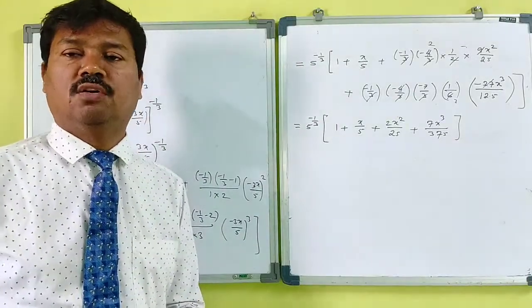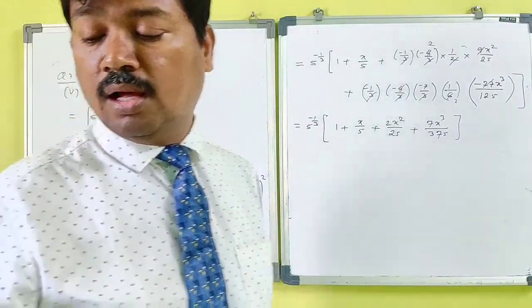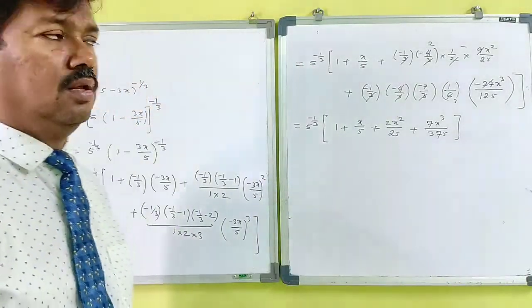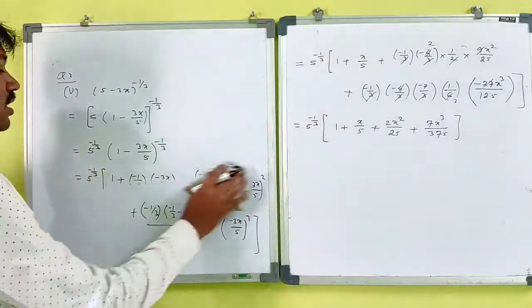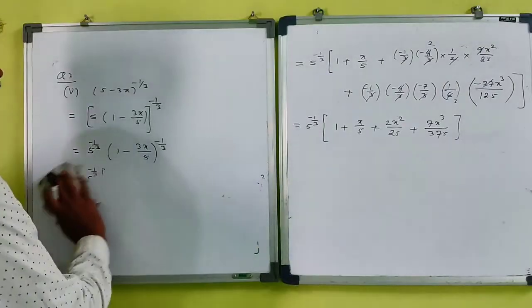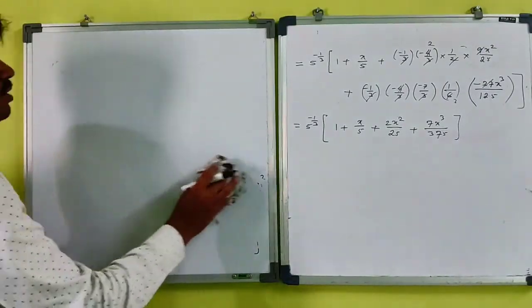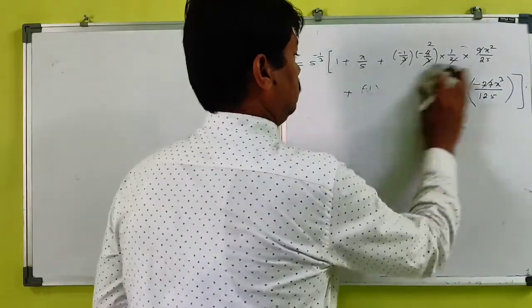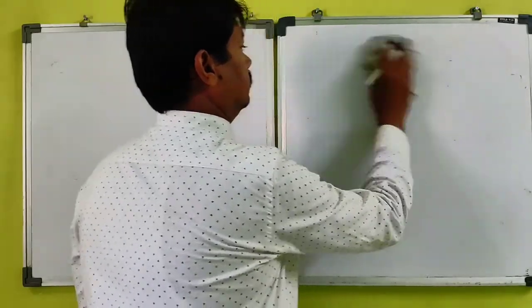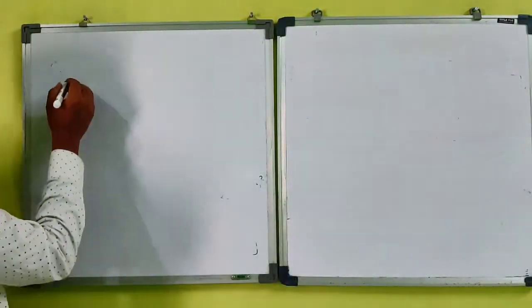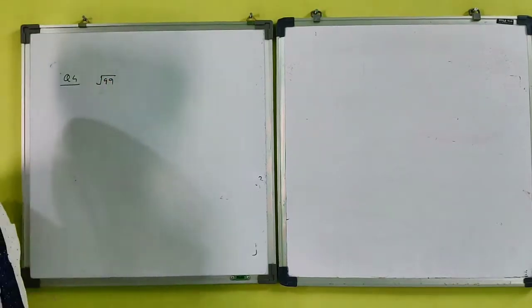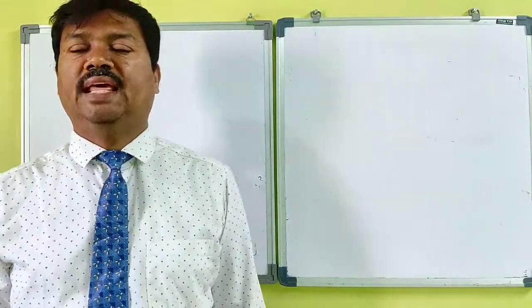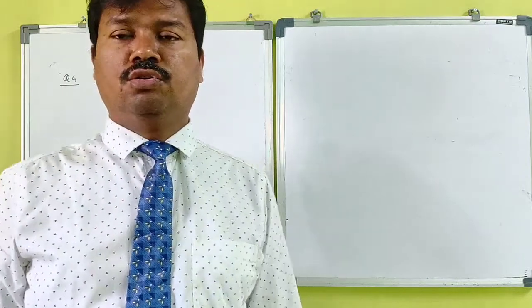Suppose the question is: find the root of 99 up to 4 places of decimal. That is question number 4. Write down the root of 99 up to 4 places of decimal. So how to do this?